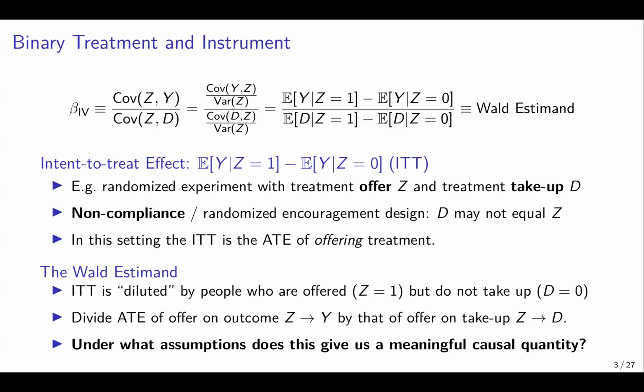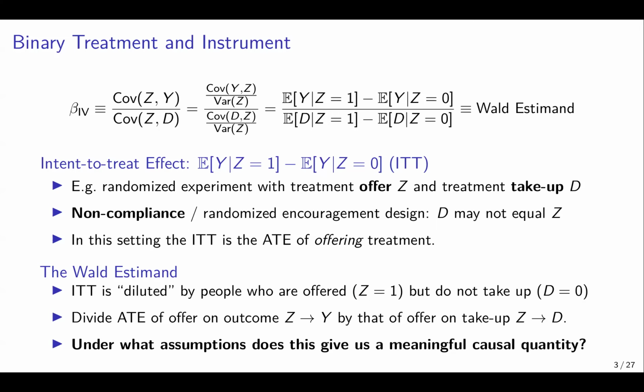So this is just the average treatment effect of offering somebody treatment. Now, the Wald estimand takes account of the fact that this ITT effect, this intent to treat effect, is in a certain sense diluted by people who are offered the treatment but don't take it up. So let's think about it like this.